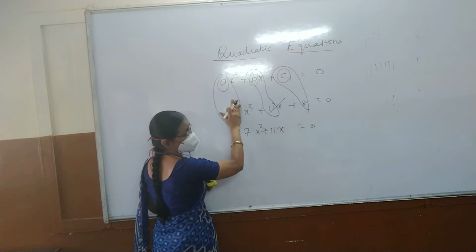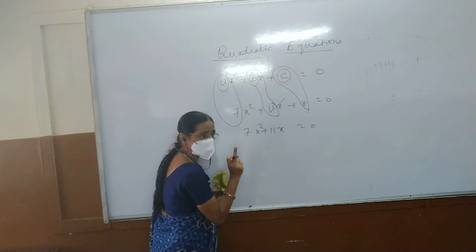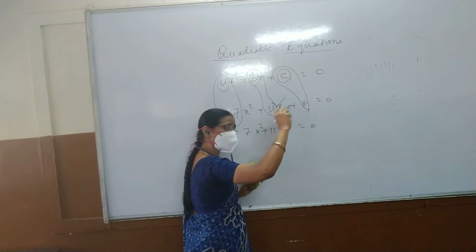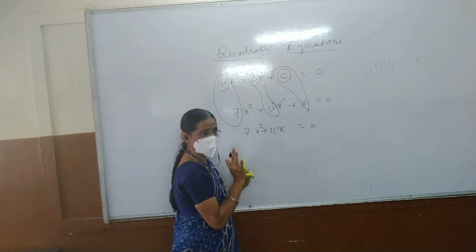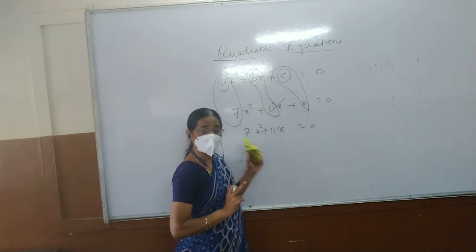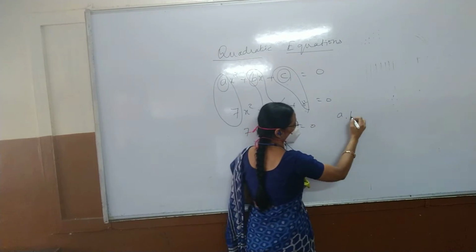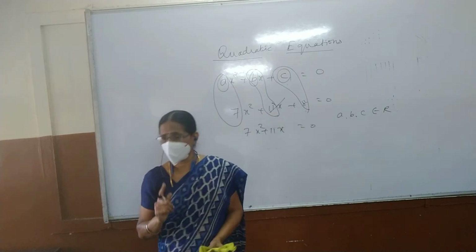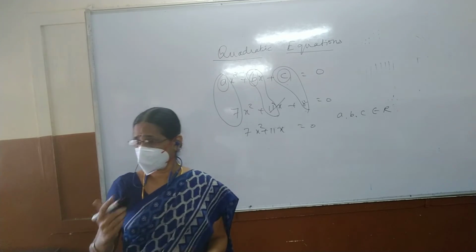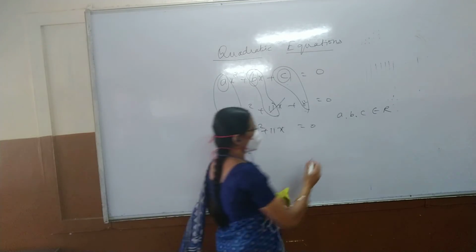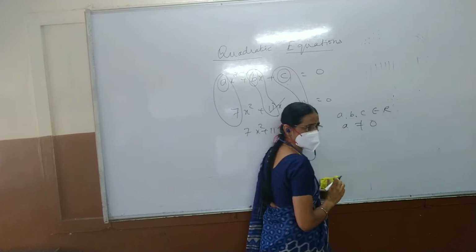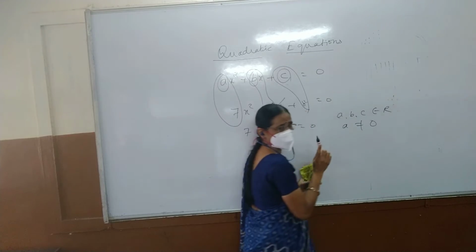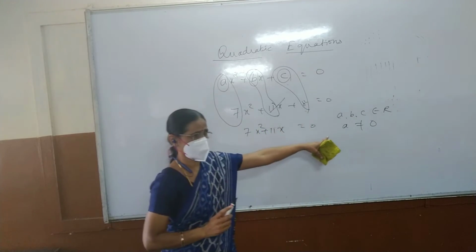But if a becomes 0, x squared will vanish. What will be the degree? Degree will be 1, or the degree will be 0. It won't be a quadratic equation. Therefore, the condition imposed is a, b, c are real numbers. We know what real numbers are. It can be a fraction, an irrational number, a negative number, a positive number, and a should not be equal to 0. So a can be any real number other than which number? 0. Hope you understood why we take this condition.